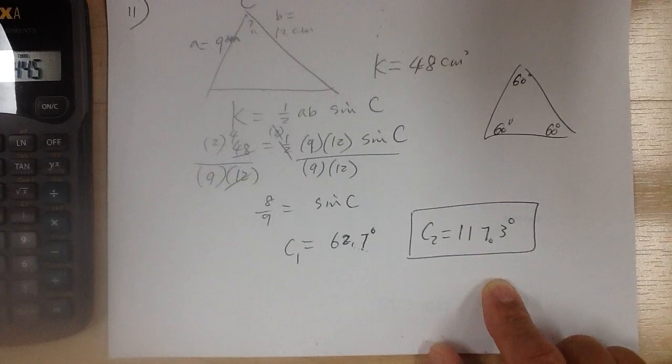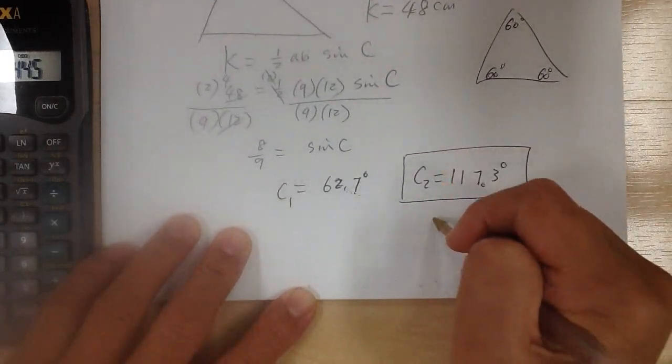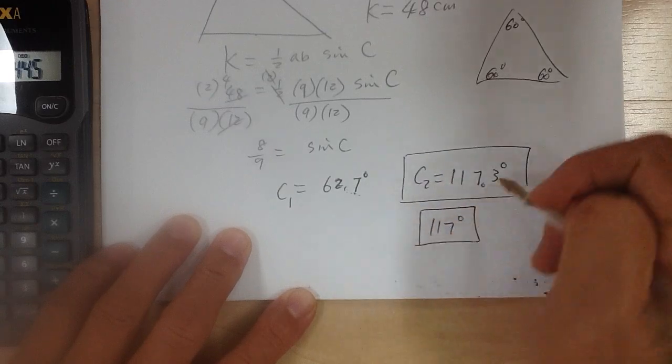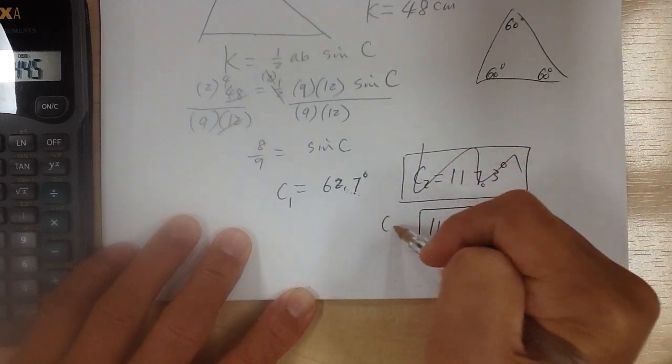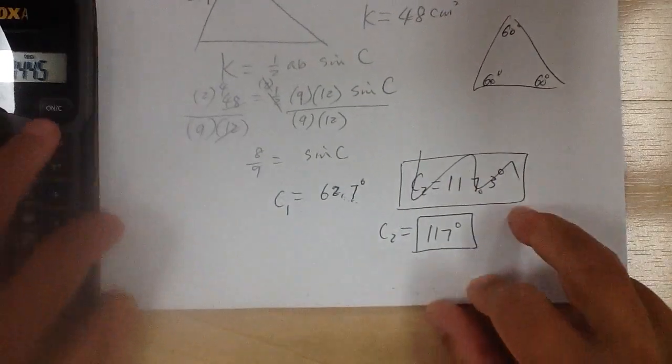And so actually it says to find to the nearest degree. So the nearest degree would be 117 degrees. Okay, you want to find to the nearest degree. Okay, next one.